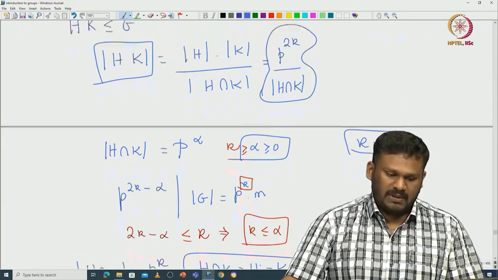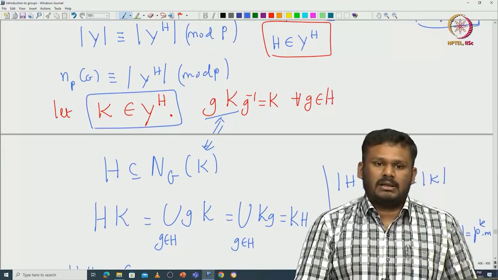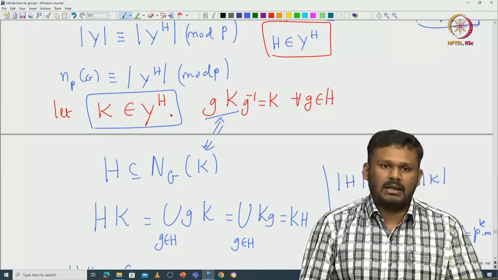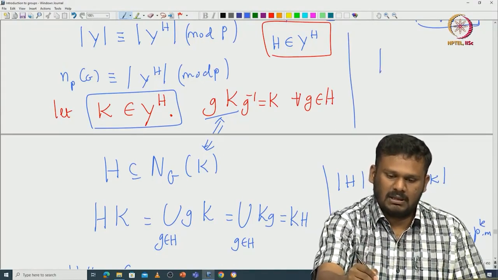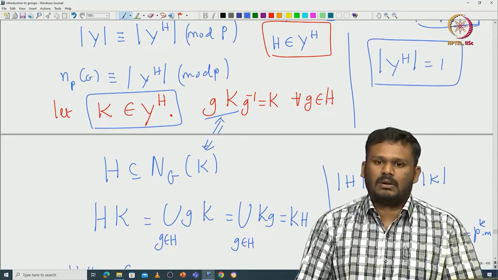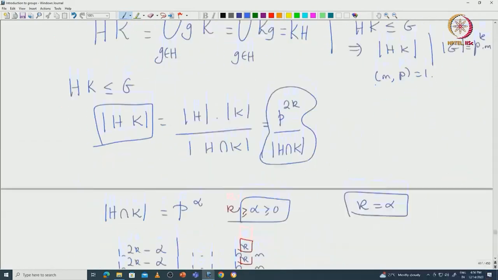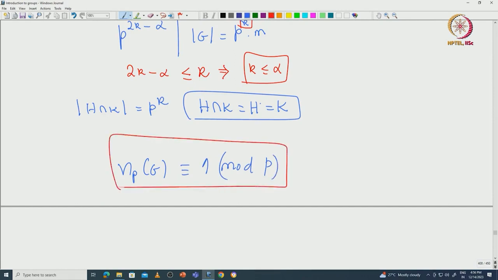That means we have proved that if you take any K in the fixed points of H, then that K must be H. That implies the cardinality of the fixed point set is 1. So now this proves that the number of Sylow P subgroups, NP of G, is congruent to 1 modulo prime P. So this actually completes the proof.